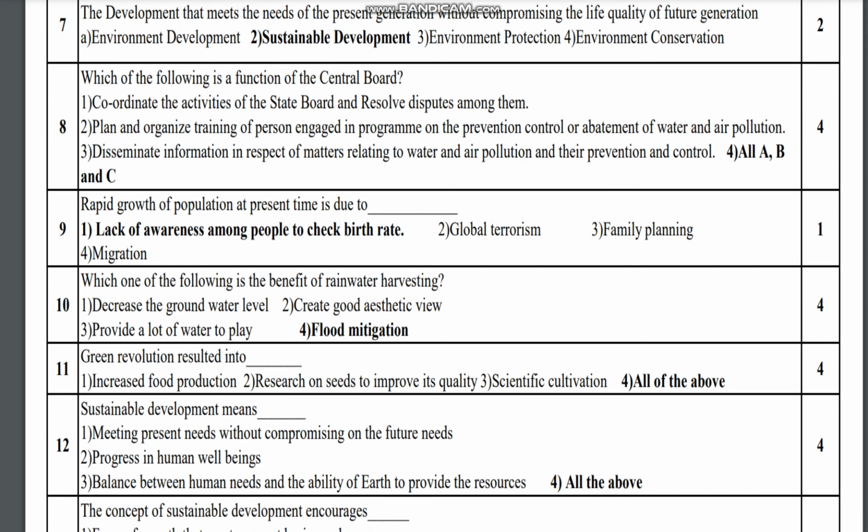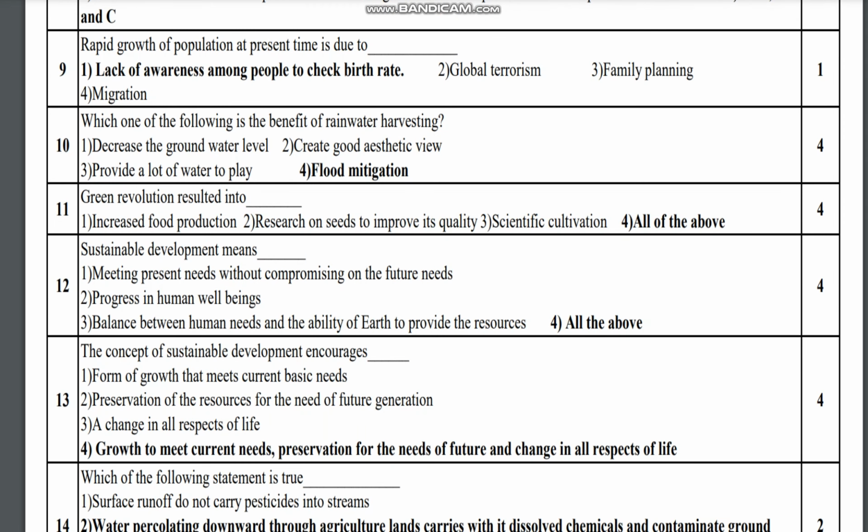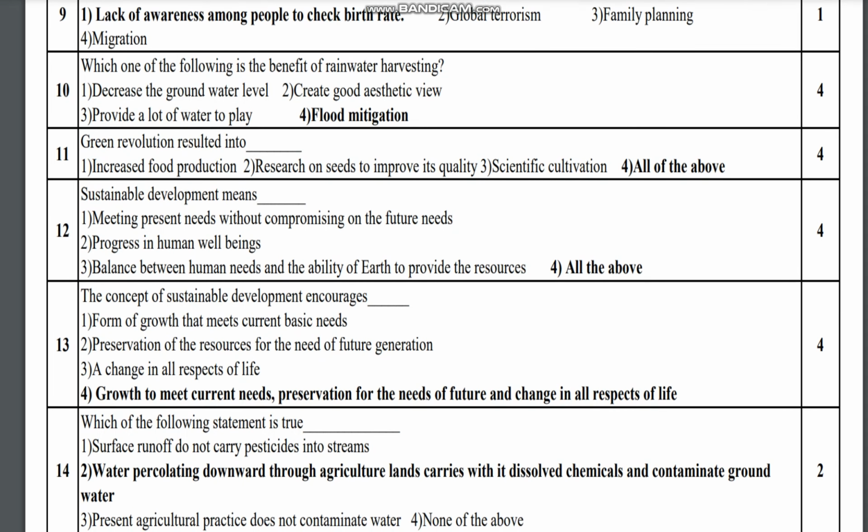Then which of the following is a function of the central board? That is all three: coordinate the activities of state boards and resolve disputes among them, then plan and organize training of persons engaged in programs on prevention and control, then disseminate information in respect of matters relating to water and air pollution. Question number 9: rapid growth of population at present is due to lack of awareness among people to check birth rate. Question number 10: which of the following is a benefit of rainwater harvesting? That is flood mitigation.